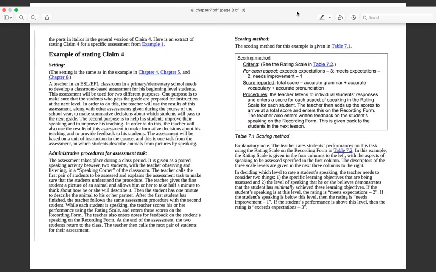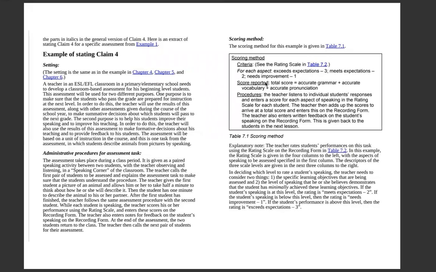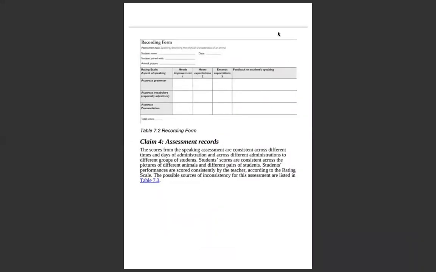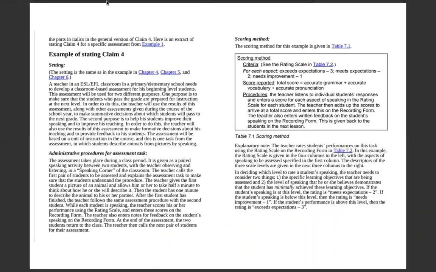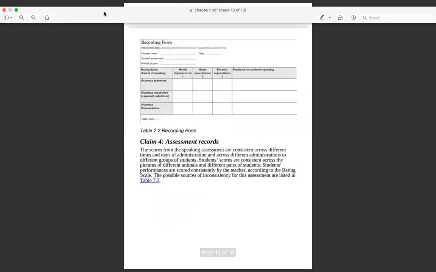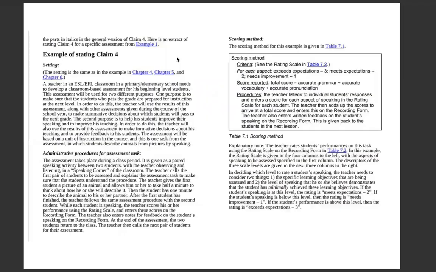And so if we go on to the next page, can we go to the next page after the recording form? Exactly. Here. Administrative procedure, scoring method. The next one, the next page. Page 81. I don't have it, I think. You don't have that one. Okay, great.